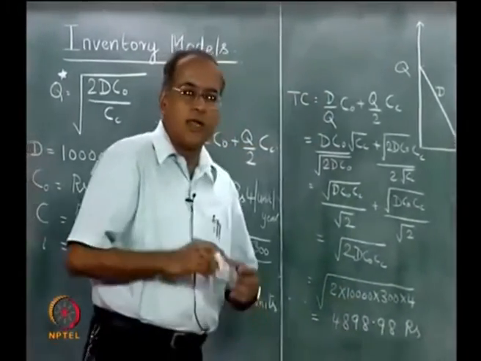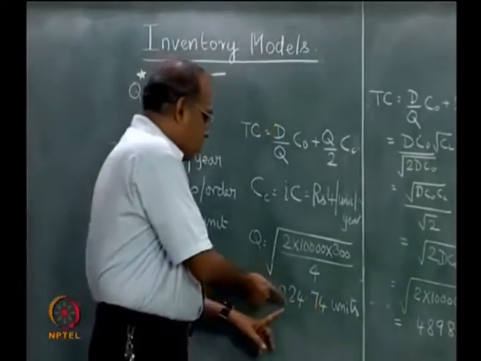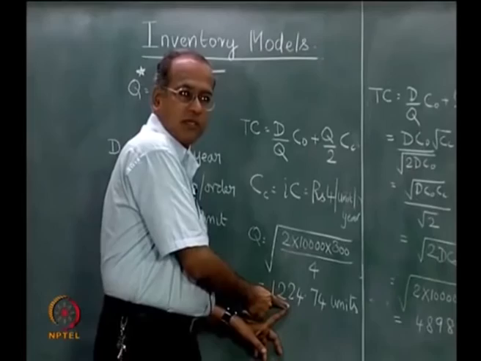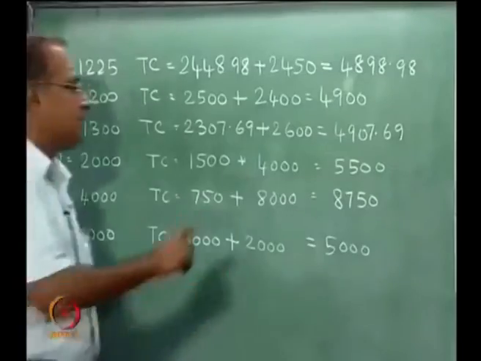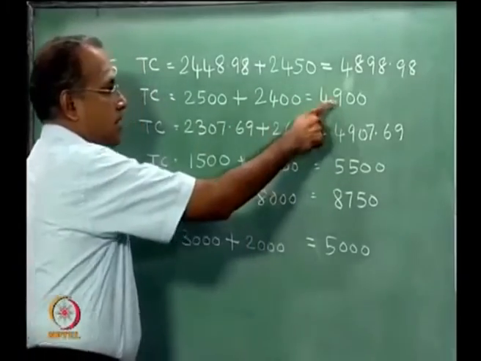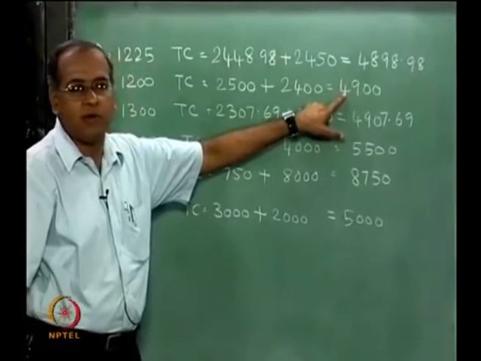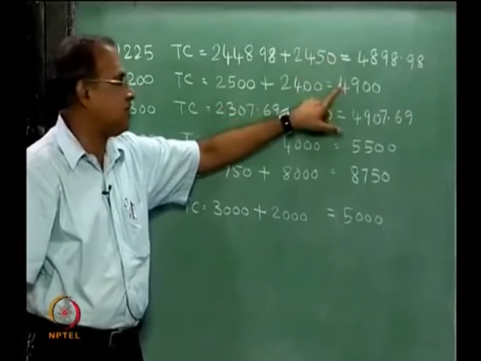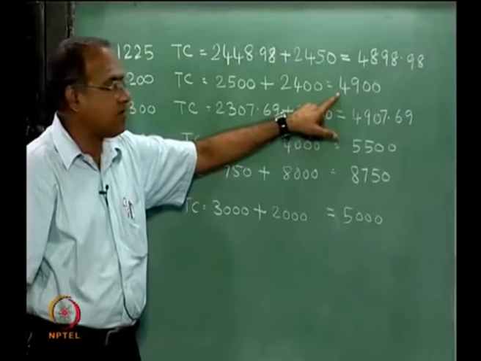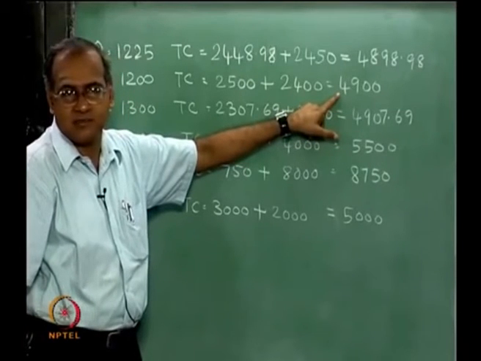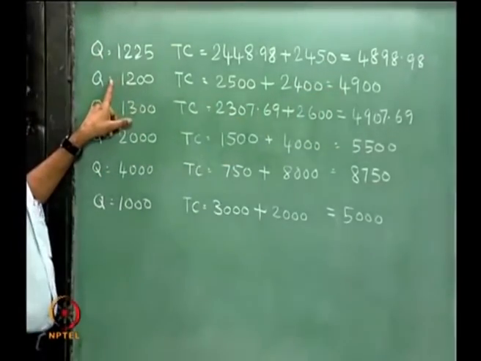Then we start looking at multiples of 100. Then we looked at the two closest numbers which are 1200 and 1300, and we actually realized that for 1200 the total cost was 4900, which is hardly a rupee more than the earlier one and is absolutely negligible. The increase is not even of the order of 0.1%, it is much less than that. So, one can use 1200.